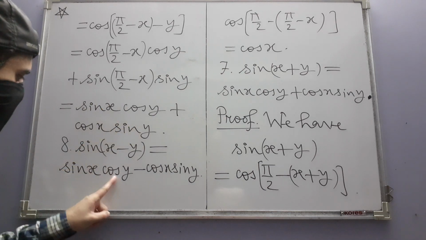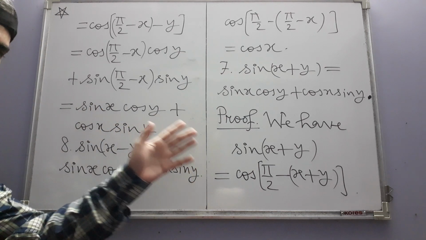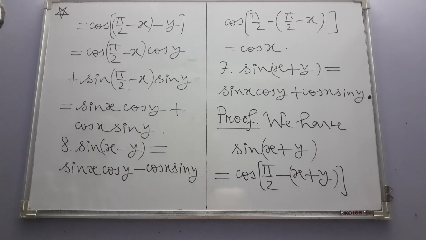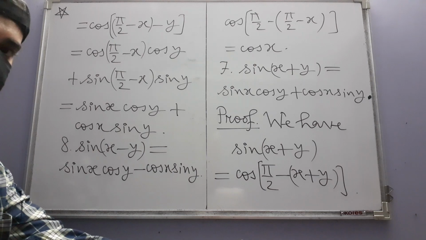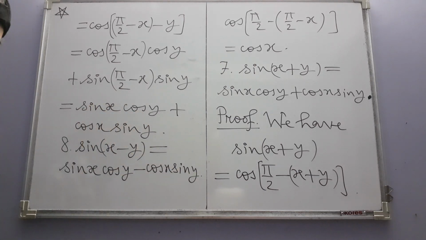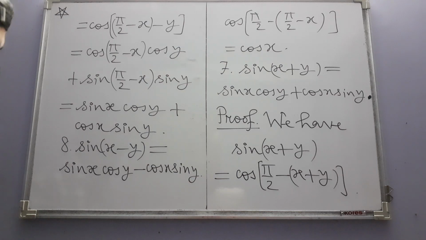Sin x cos y, sin x cos y, cos x sin y, cos x sin y. In the case of the cosine formulae also, the terms remain the same, cos x cos y and sin x sin y, but the signs change. They alternate. Here the signs do not change. So how do we establish this one?